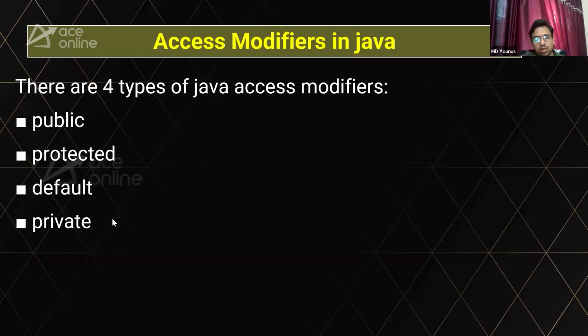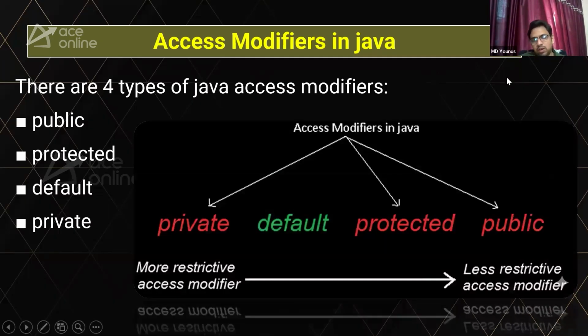Public. Okay. Now look at this diagram. It shows you the order from the most restricted access modifier to the least restricted. Private is the most restricted, default is the second most restricted, then protected, then public. Please remember this order: private, default, protected, public.